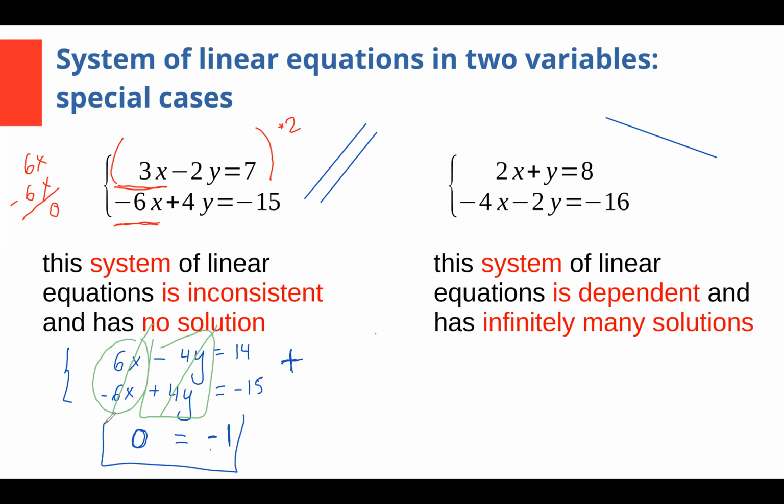Okay, this is a weird statement. Am I claiming that 0 is equal to negative 1? I cannot, because these are two different numbers. So what I'm getting here is a false statement, right? So first of all, both of the variables disappeared. Secondly, I got this weird false statement. This is how it looks algebraically when we have no solutions.